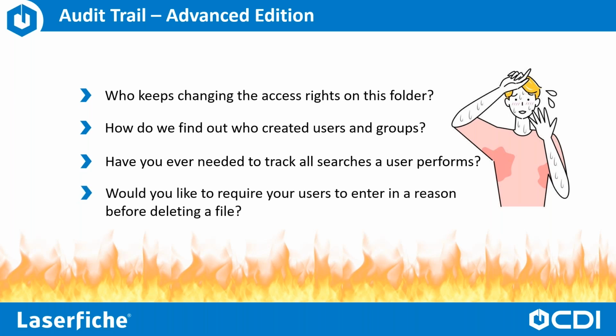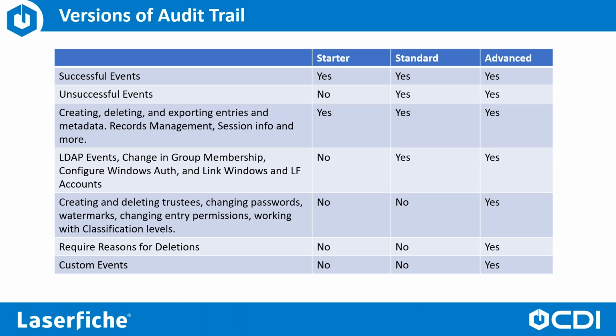Would you like to require your users to enter a reason before deleting a file or printing something off? This is a feature that is available in Advanced as well. It's very easy to set up. I'll be showing you how that works during the demo portion of this session. In addition, the Advanced version also allows for custom events, creating and deleting trustees, changing passwords, watermarks, entry permissions, and working with classification levels.